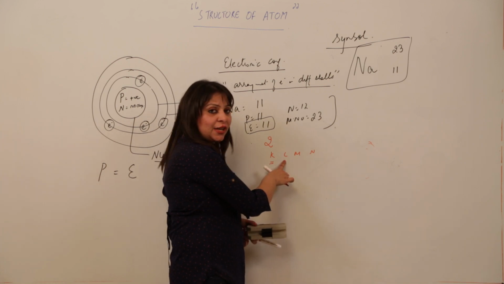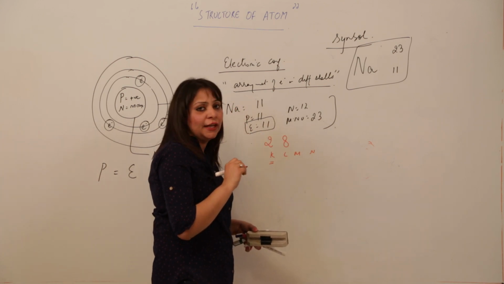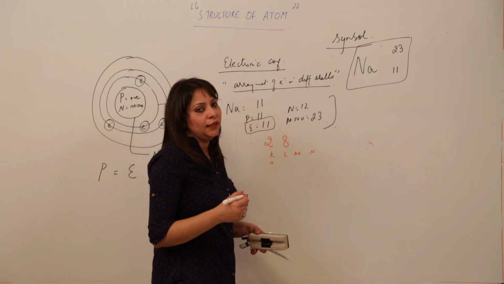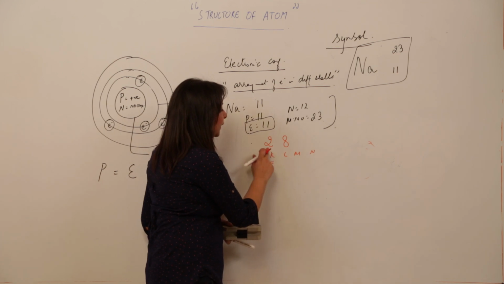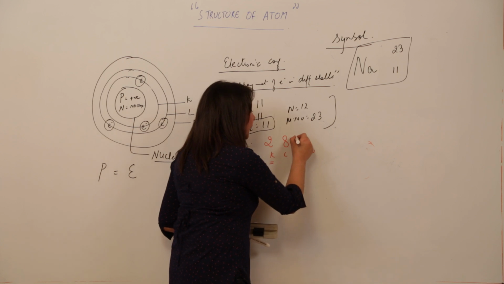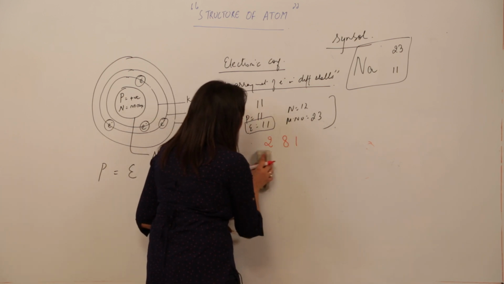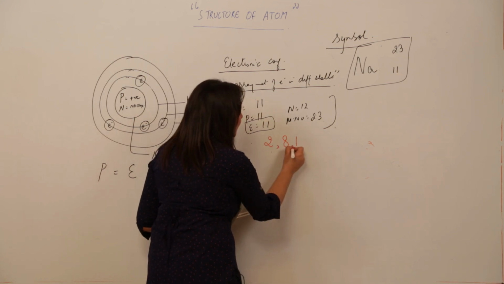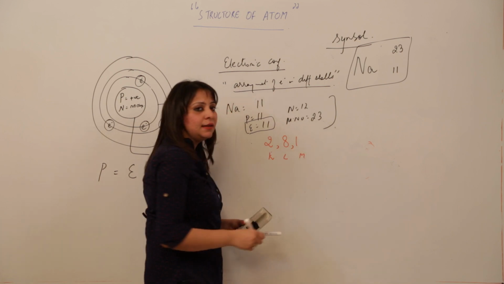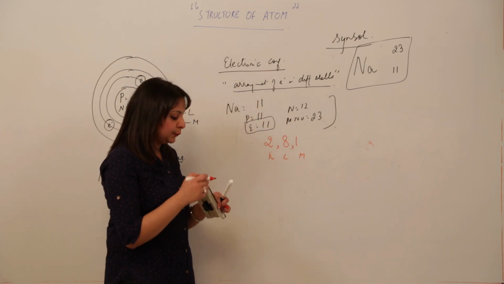We know the second shell can accommodate a maximum of 8 electrons. Right? We cannot fill more than 8, it can be 8 or less but cannot be more than 8. Now the total number of electrons placed is 10. How many electrons are left? 1. That will be put in M. So this is the electronic configuration for sodium. You have to put commas in between, indicating this is in the K shell, this is in the L shell and this is in the M shell.